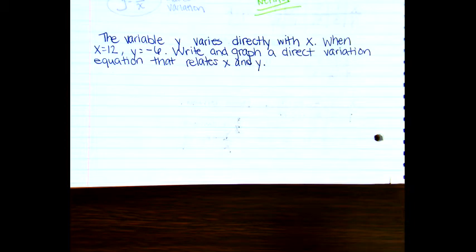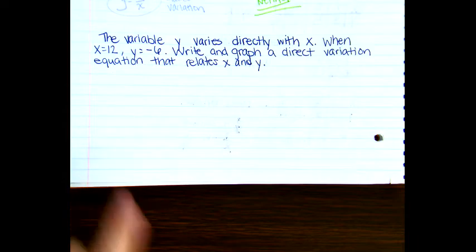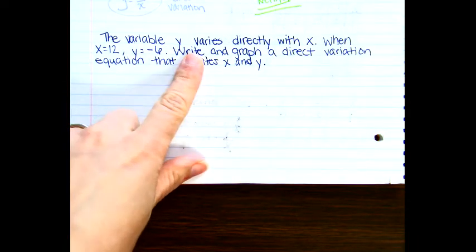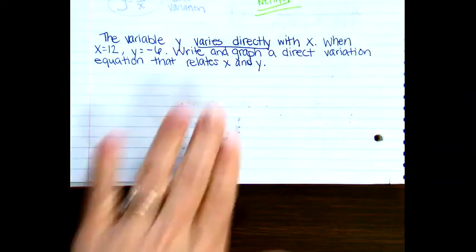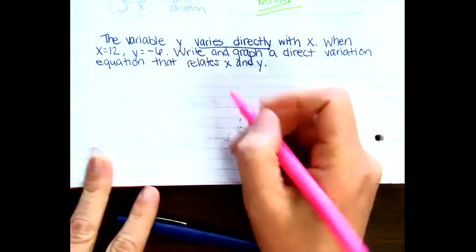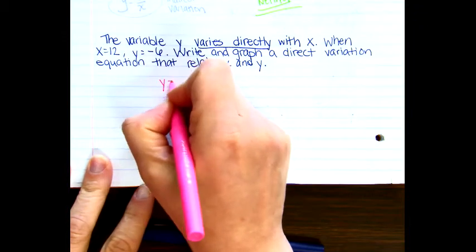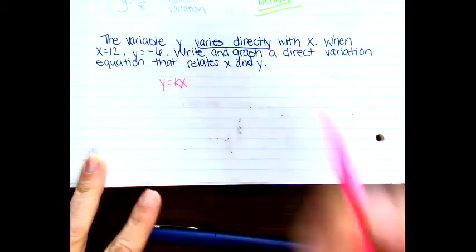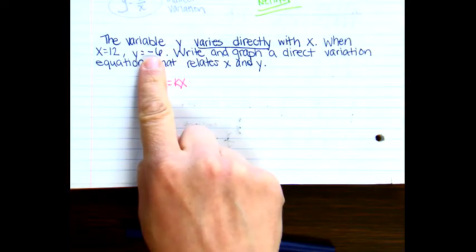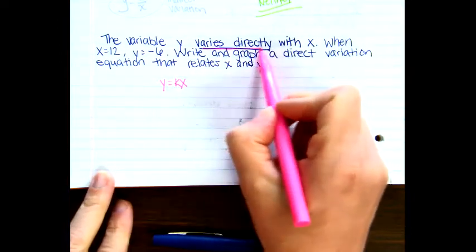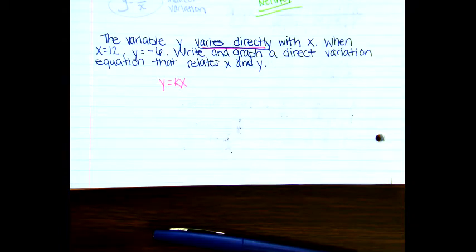Here is an example of when you're going to have to write an equation and graph an equation when you're just really given 1 point. The variable y varies directly with x. That right there is telling you this is direct variation, or y equals kx. When x equals 12, y equals -6. Write and graph a direct variation equation that relates x and y.